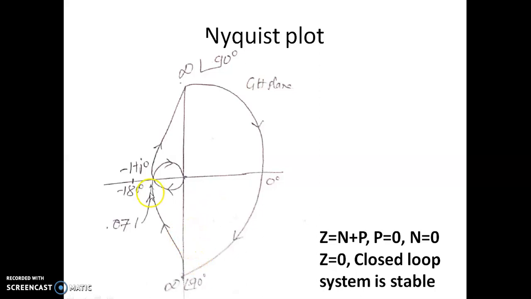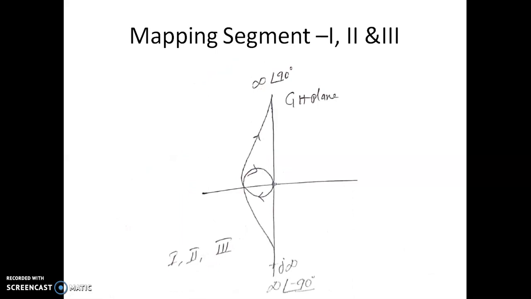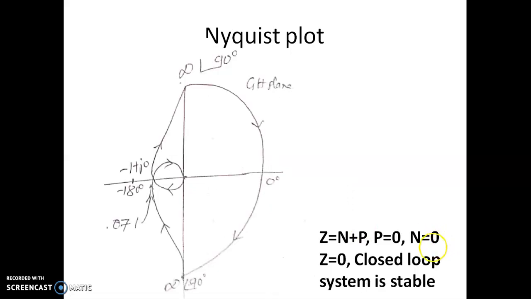You can see the magnitude is 0.071, so the point minus 1 plus j0 is not encircled by this Nyquist contour. That's why N is equal to 0. And since the transfer function has all its poles on the left hand side, even the one at the origin, nothing is on the right hand side, so P is equal to 0, and Z happens to be 0, so the closed loop system is stable in this case.